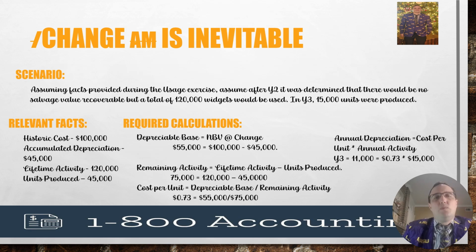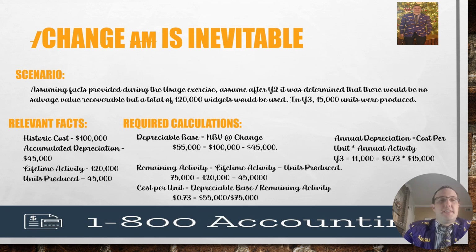In this example, instead of 100,000, we decided we're just not going to sell it. So we'll actually be able to get 120,000 widgets out of it. Now, we might be able to stretch that into year 6. Maybe we're doing double time and we're going to do year 4. Either way, at this point, our salvage value is going to go to 0.